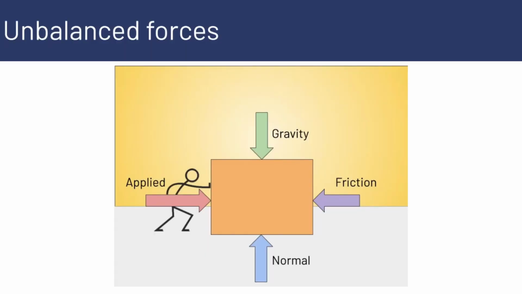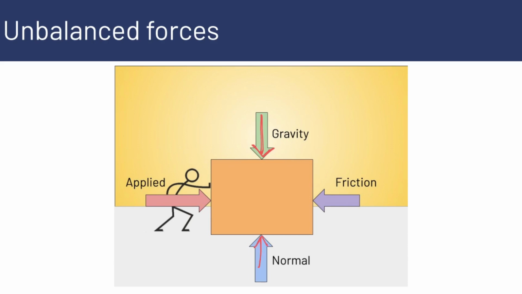All right, so let's talk about unbalanced forces. In this diagram, we have a box or a crate on the floor, and this stick figure person is pushing it to the right. We have gravity pushing downward. We almost always have gravity. And we have this arrow which represents gravity, pushing down. And then we have the arrow at the bottom representing the normal force pushing up.